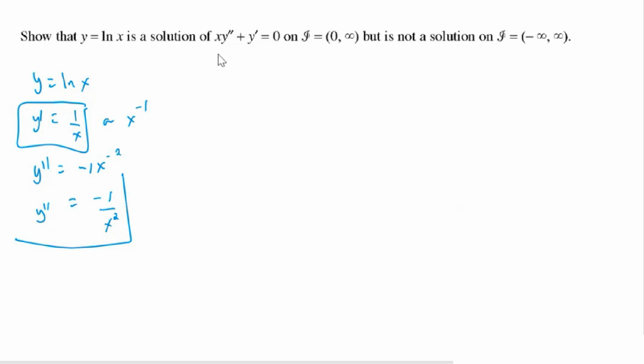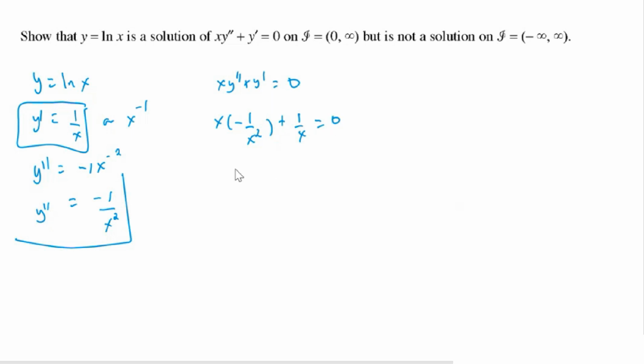Now after that, we are going to substitute the values of y prime and y double prime into this differential equation: x y double prime plus y prime equals 0. So we have x times y double prime, which is negative 1 over x squared, plus y prime, which is 1 over x, equals 0.